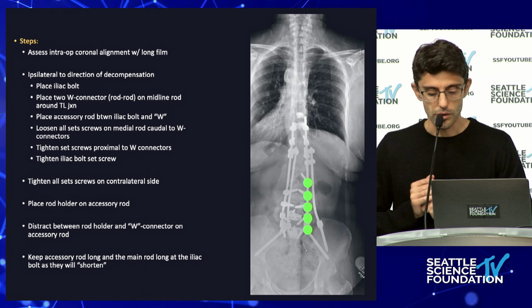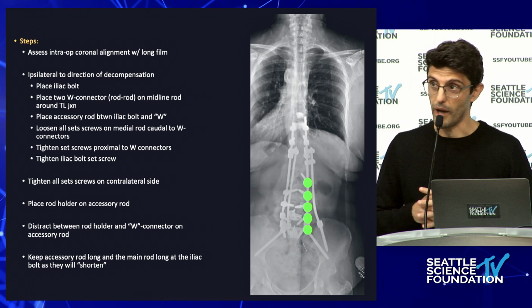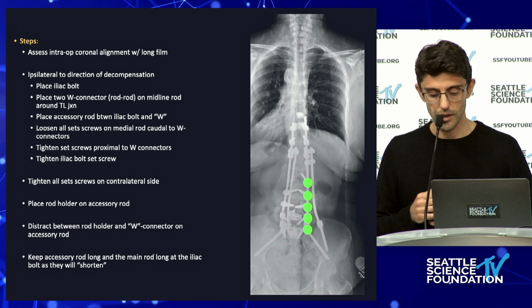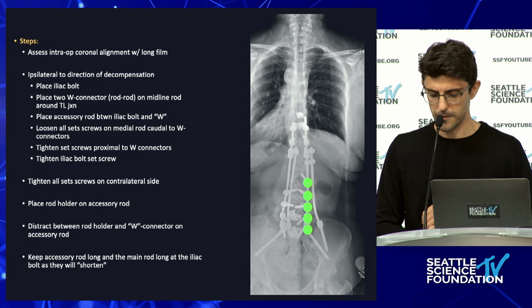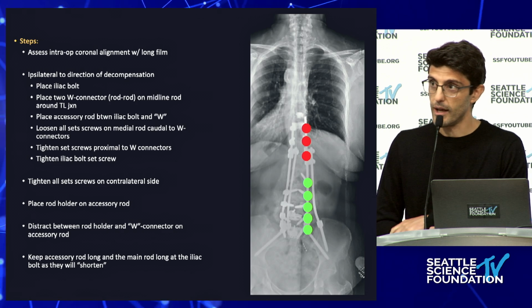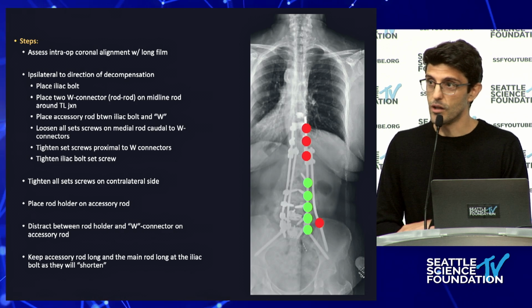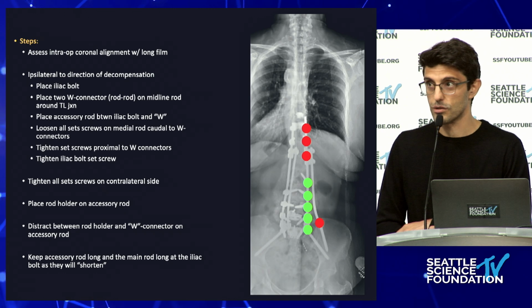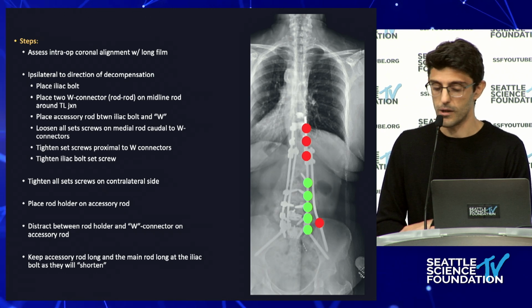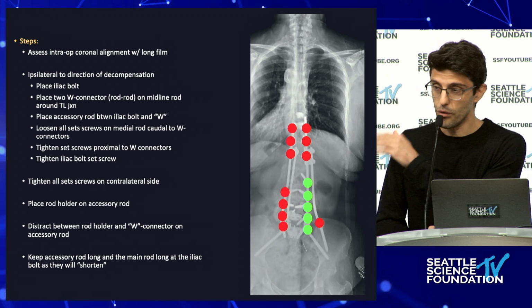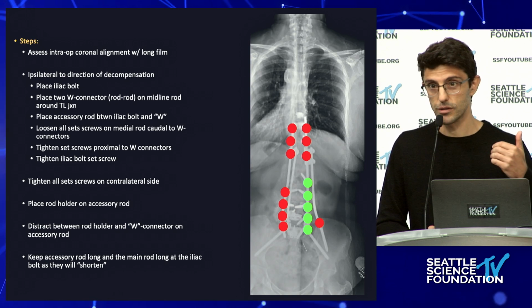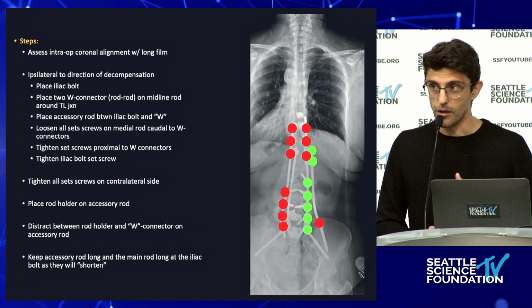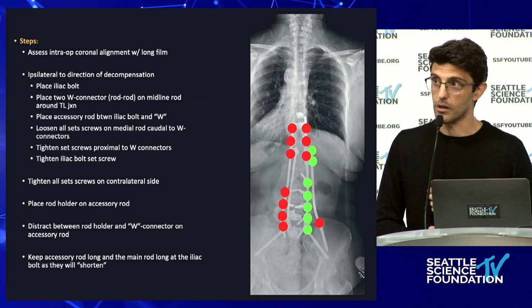So what I'll do is the green is going to be loosening. So everything below those W connectors at the thoracolumbar junction, ipsilateral to the kickstand rod, are loosened. Proximal to that are tightened. You then want to tighten that traditional iliac screw that's for the kickstand rod. You then tighten all the set screws on the contralateral side, and this helps fix your lordosis. And then you loosen the set screws that are on the W's.